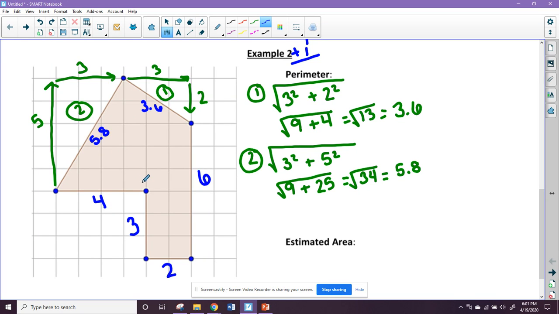So finding the perimeter, you're going to add up all sides together. So we have 3.6, 6, 2, 3, 4, and 5.8. So you can go and type this in a calculator if you want, or you can do it by hand. Do 3.6 plus 6 plus 2 plus 3 plus 4 plus 5.8. And that is going to give you 24.4 for our perimeter.